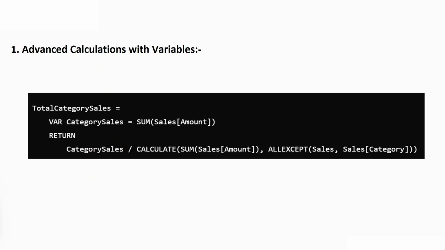One of the advanced features in DAX is the use of variables. Variables allow you to store the result of an expression and reuse it in your calculations. This not only improves the readability of your DAX formulas, but also optimizes performance by avoiding repeated calculations of the same expression. For example, you can define a variable to calculate the total sales for a product category and then use the variable to calculate the percentage of total sales that each product contributes within that category.